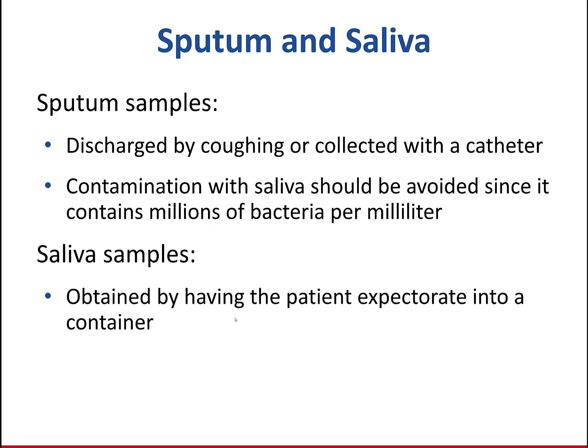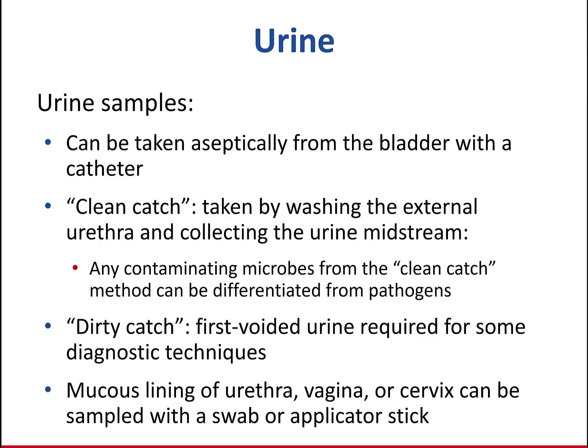Sputum samples discharged by coughing are collected with a catheter. Contamination with saliva should be avoided since it contains millions of bacteria, but that's pretty much the way it is. So a sputum will contain saliva. That's why I always say when you cough it up, they spit it out. The sample is obtained by having a patient expectorate into a container, and the idea is you want to get the mass up from the lung that's being communicated up through the cilia action of the trachea, but these two are one of the hardest ones to delineate, so that's kind of how it is.